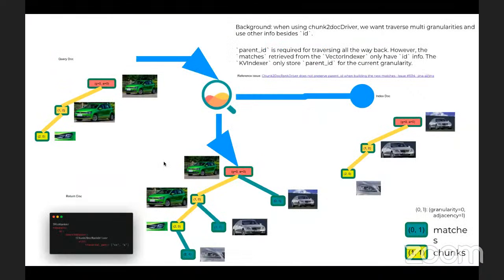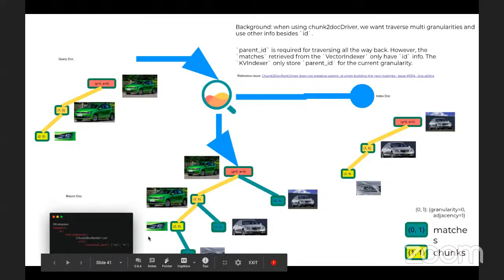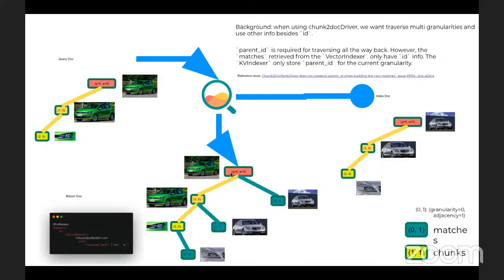Also, one flexibility that Jina provides is searching at different levels. In the sense, for example, if we have an image of a car, we can do a search either at the main image level, or as we break it down into chunks, as we get a zoomed in image of this car, we can look for matches at different levels. For example, here, we can find images similar at different granularities while searching.